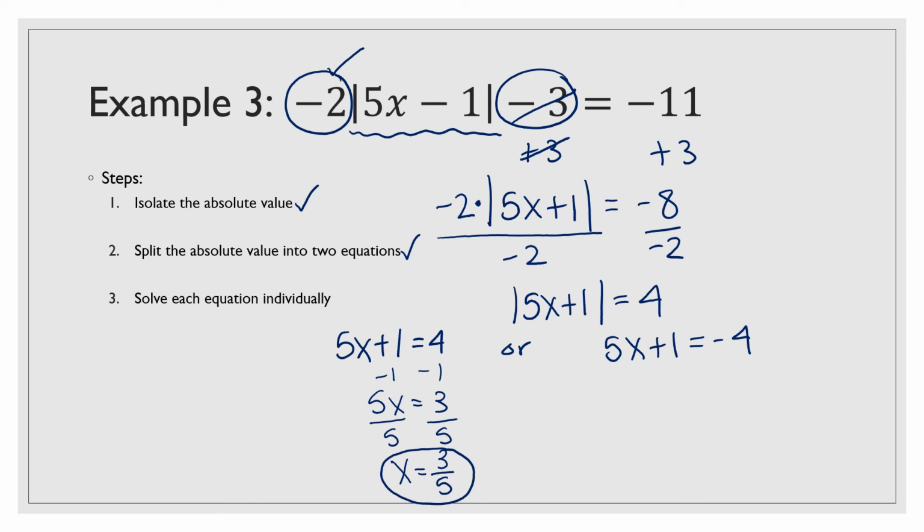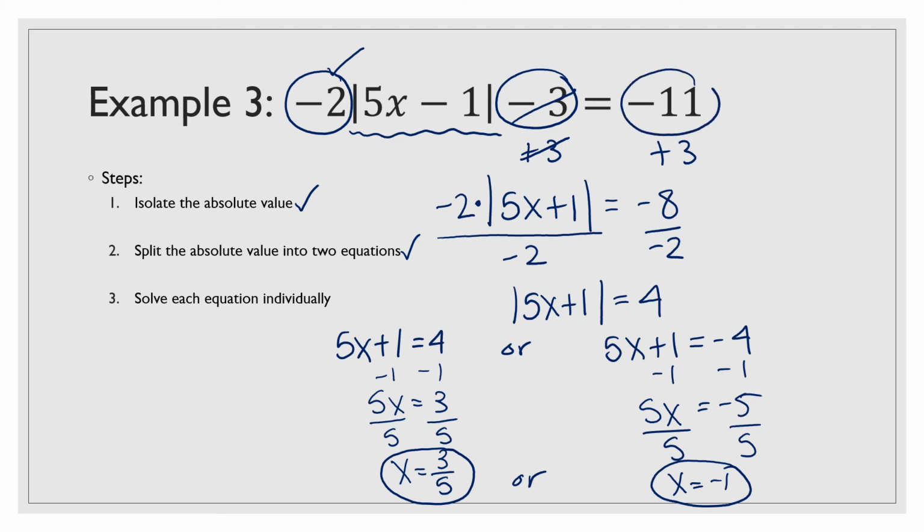in simplest form. And then we can solve the second equation, again by subtracting 1 from both sides, and then dividing by 5. Right, so our second answer is x equals negative 1, and that's it. We have solved both of those equations. So each of these should, when you plug them back in, get you a negative 11 when you simplify the left-hand side.